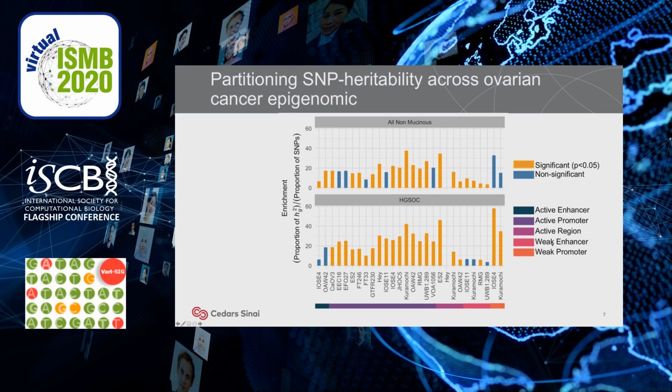Then we repeated the partition heritability enrichment analysis on these ovarian cancer related chromatin states. Our results show that the most significant enrichment were from the active promoter region, color coded in dark purple here. And as a comparison, we also observe enrichment in the ENCODE promoter regions for the general cell lines, but the extent of enrichment is much higher in ovarian cancer related cell lines compared to the ENCODE common cell lines.